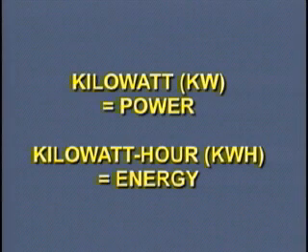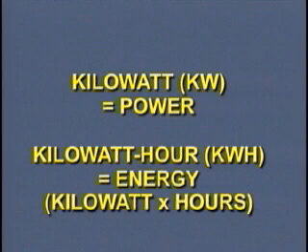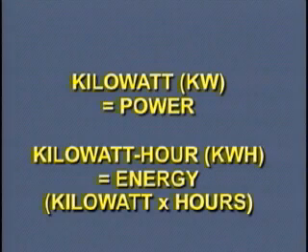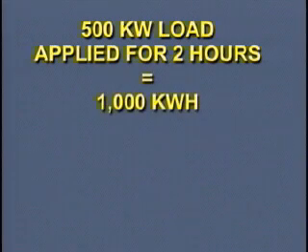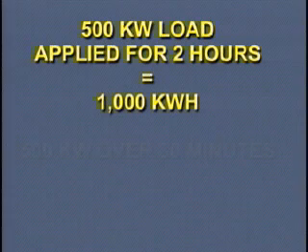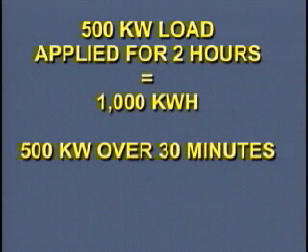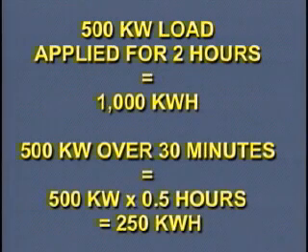to indicate energy. Kilowatt hour is derived from the multiplication of power, kW, times the number of hours in the time period under consideration. For example, a load of 500 kilowatts applied for 2 hours would amount to 1,000 kilowatt hours. However, a load of 500 kilowatts over a time period of 30 minutes would indicate an energy consumption of 500 kilowatts times 0.5 hours, which equals 250 kilowatt hours.